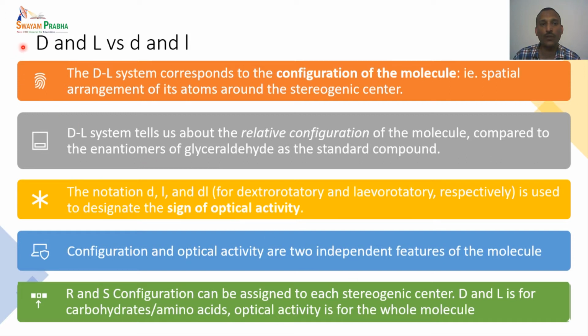Of course, capital D and capital L are mainly used for carbohydrates and a few amino acids only. For complicated molecules, we cannot assign D and L because each stereogenic center cannot be assigned. This we will see later.